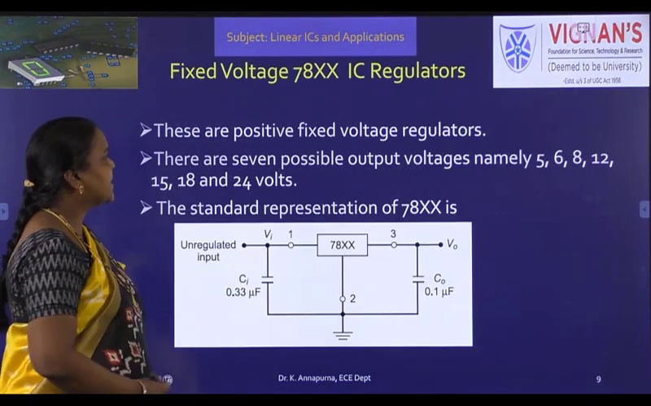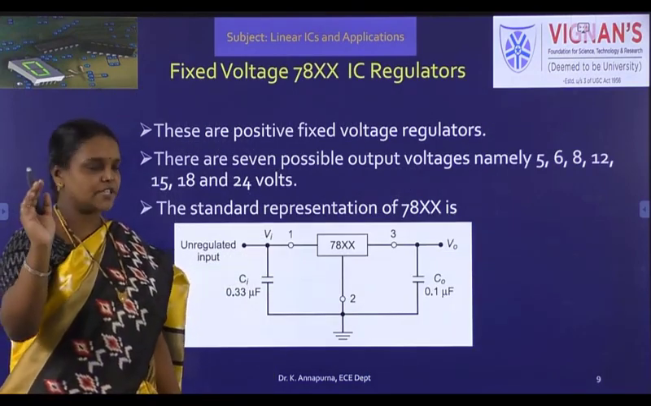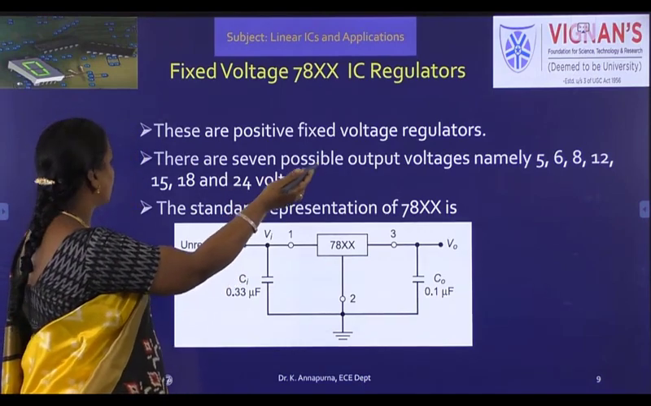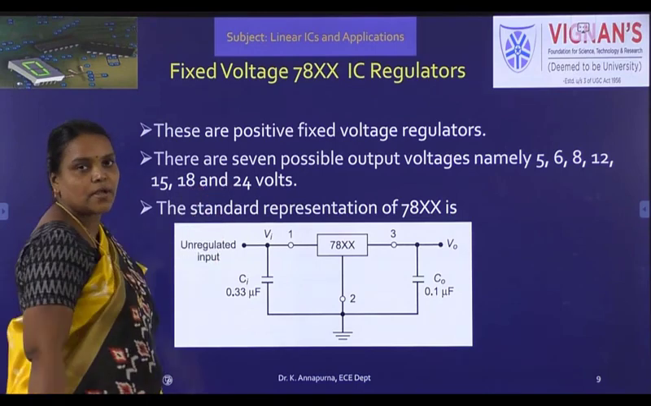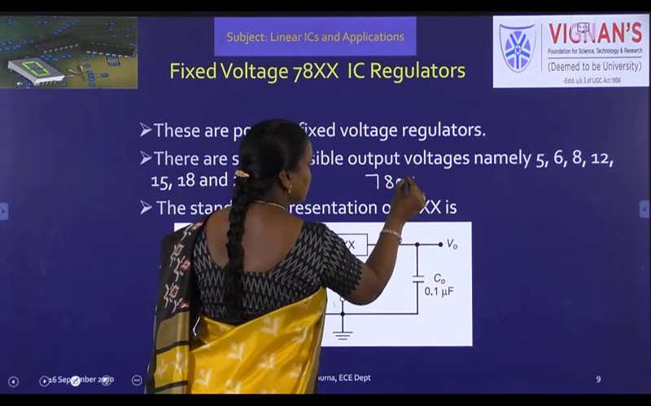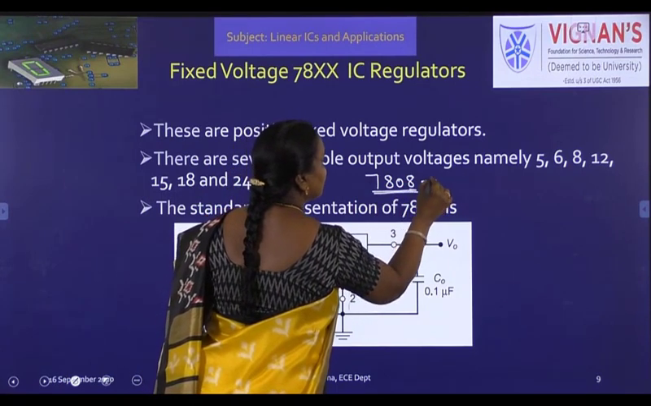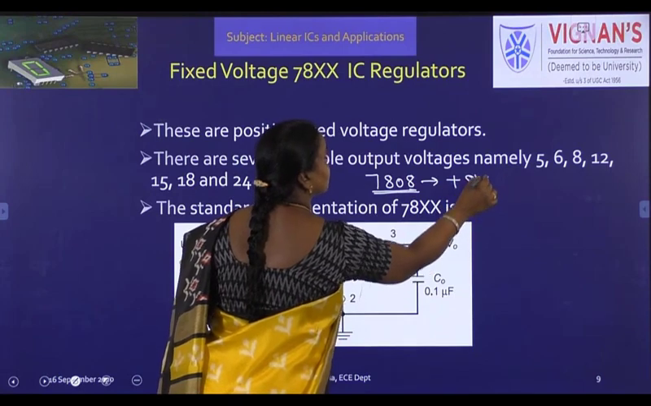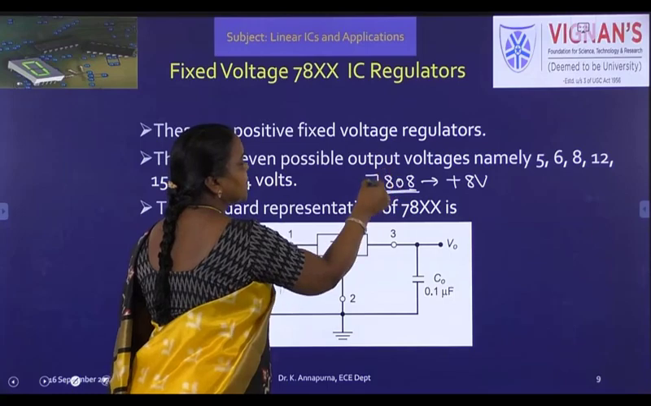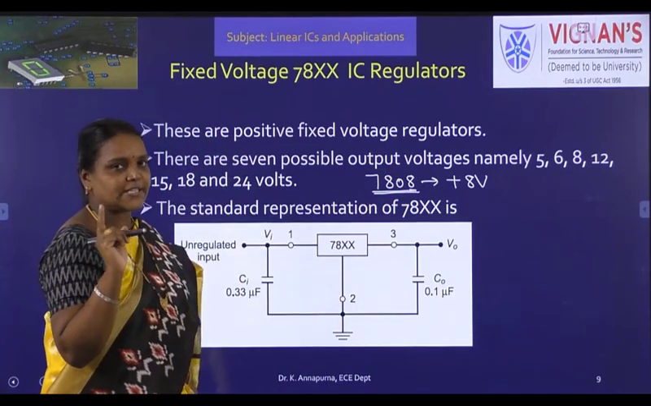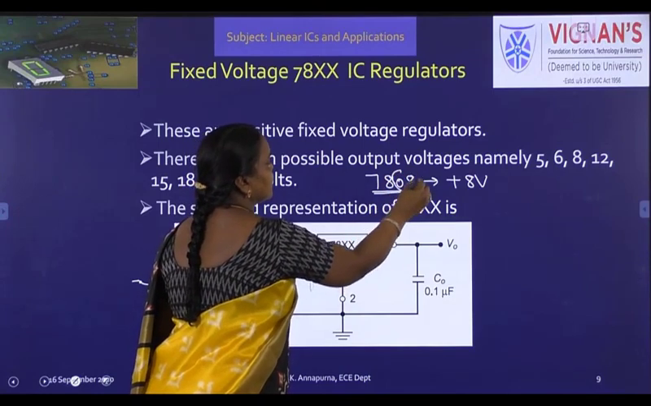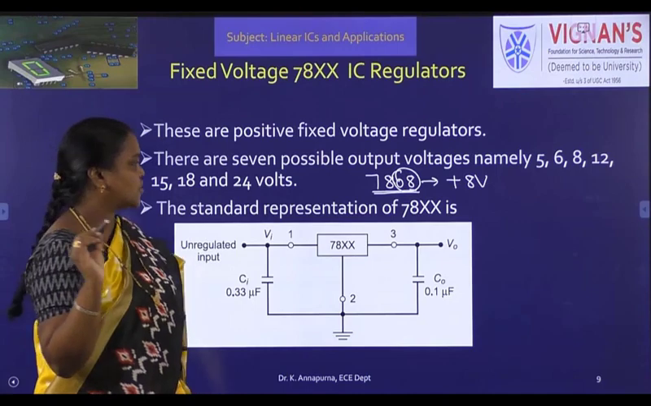Now let us see the fixed voltage regulator 78 series. Okay, so 78 series means they are positive fixed voltage. For example, it is providing 5, 6, 8, 12, 15, 18 and 24. That means if that regulator is 7808 it will give us +8 volts. So the starting 78 number means it is a positive fixed voltage regulator, and the last 2 digits indicate the value of the regulator output.